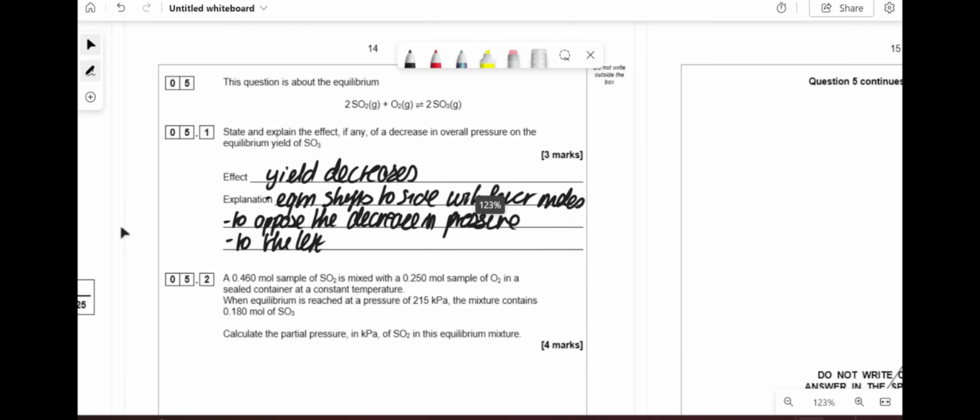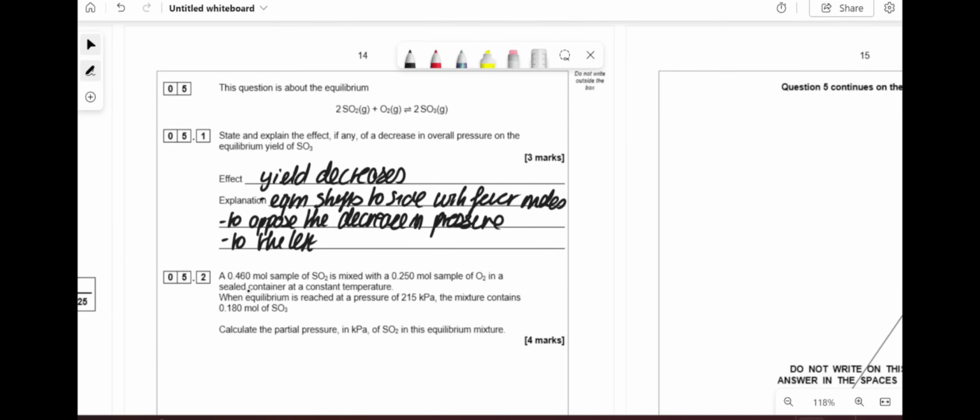Right. So whenever you get a question where a certain amount of this many moles is mixed with this and then left to reach equilibrium, and then at equilibrium you have this much, you need to work out the moles at the start and the end. So what I do is I write out the equation. So 2SO2 plus O2 goes to 2SO3.